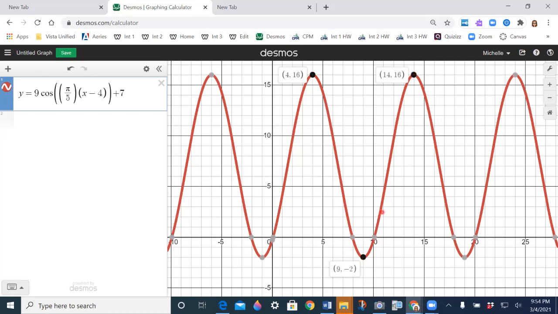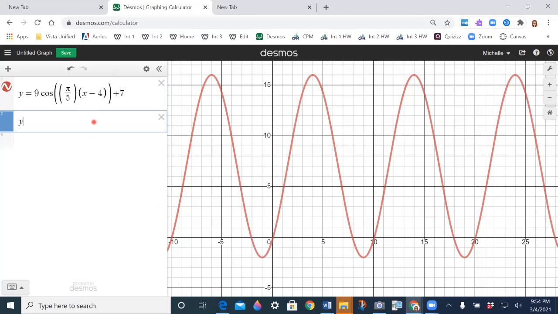Now we want to know when it's zero. All these little gray dots here, these are zeros. We want this zero because we want the first one. So right here, this is the first time it's coming out of the water, 0.082, because this x-axis is the water. This would be the second time, third time, and so on. So it's a little easier with Desmos.